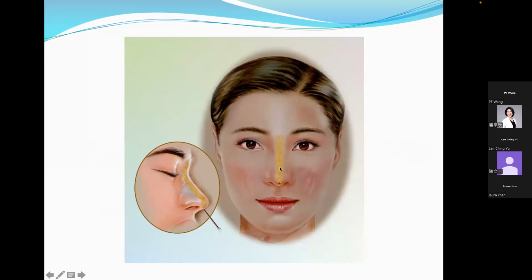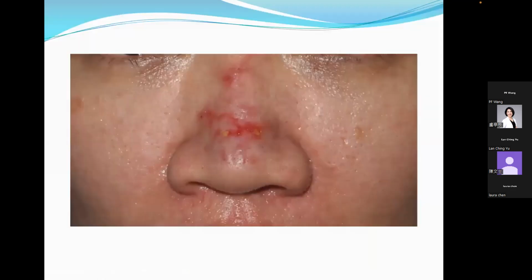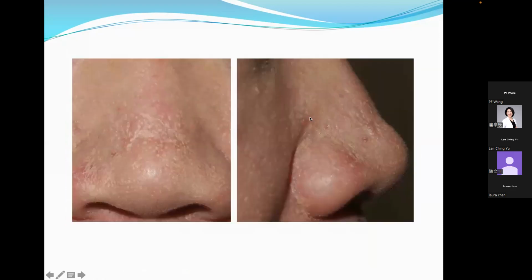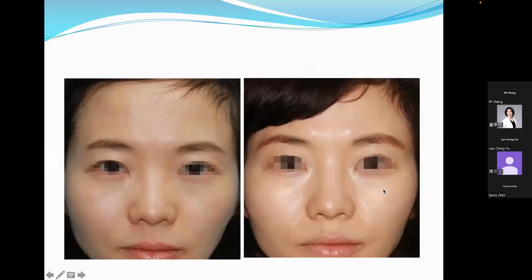I do a lot of nasal dorsal augmentation with fat. And we published in Annals of Plastic Surgery the so-called minimally invasive rhinoplasty. This young lady had a hyaluronic acid injection in the nasal dorsum, got infected, and developed a depression like this. It's a very ugly scar. Then this is the first fat injection, second fat injection, and you can see you can reverse the nose and soften the scar, and surprisingly, without any dye, the hyperpigmentation improved.